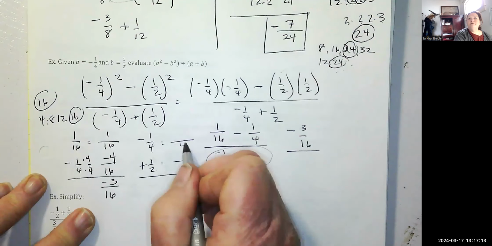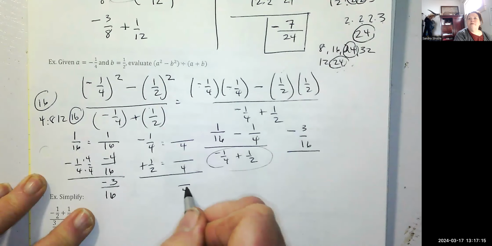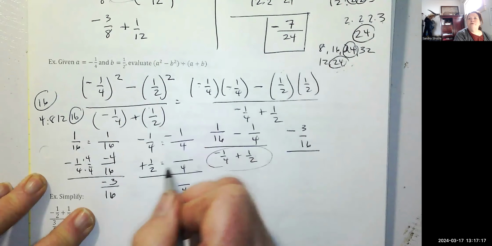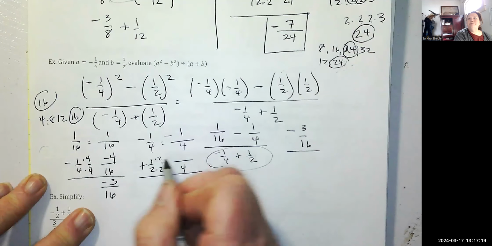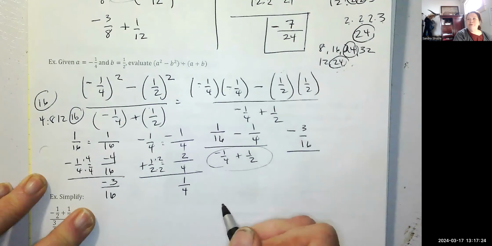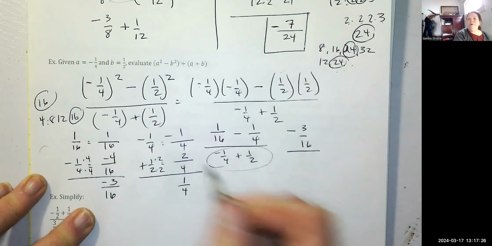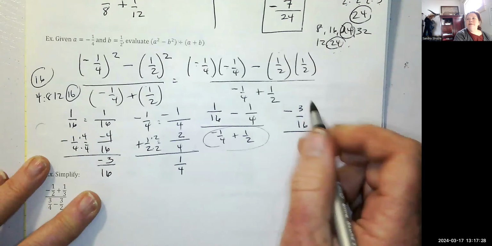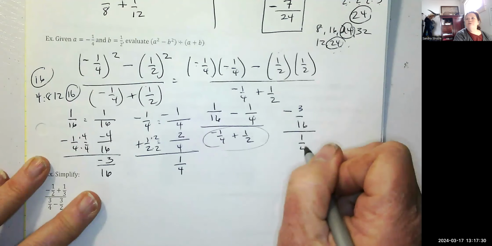4 is our common denominator. So this stays negative 1/4. 2 times 2 is 4. 1 times 2 is 2. Negative 1 plus 2 is 1. Signs are different, so you subtract and take the sign of the larger number. And that's negative 3/16 divided by 1/4.